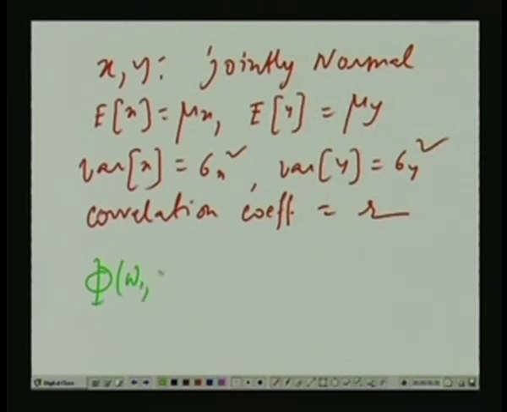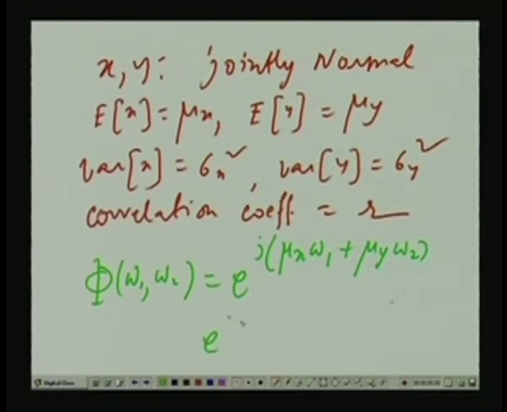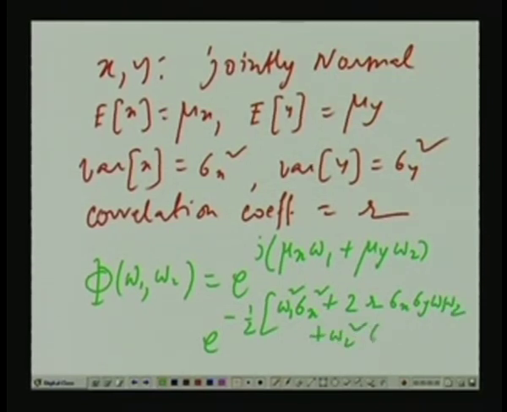the joint characteristic function is of this form: e to the power j mu x omega 1, it is a big formula actually, into e to the power minus half omega 1 square sigma x square plus twice r sigma x, sigma y, omega 1, omega 2 and omega 2 square sigma y square. It's a big formula, but it's symmetric. We have to show this.